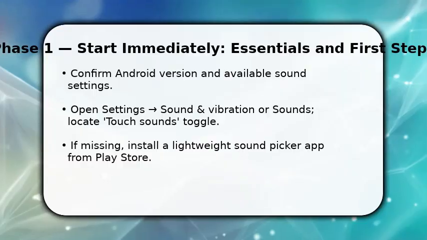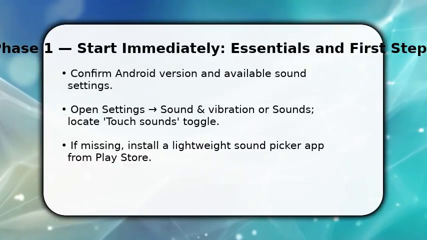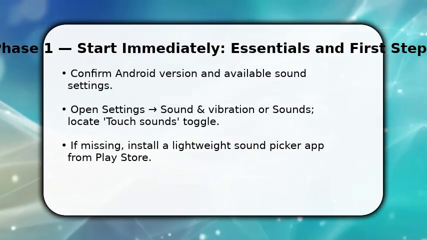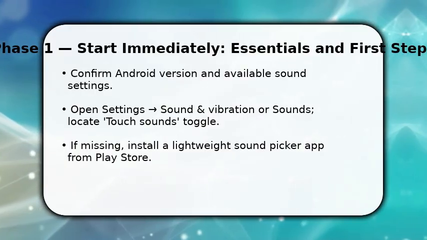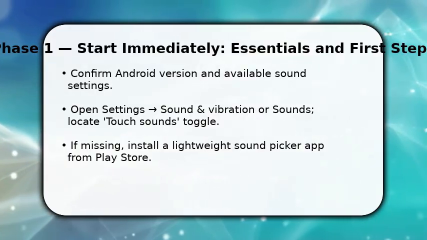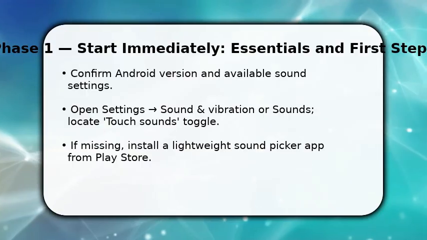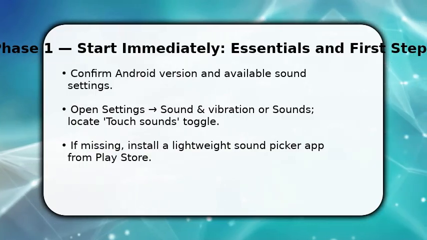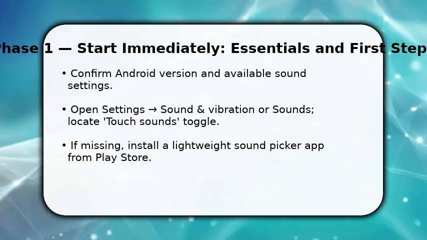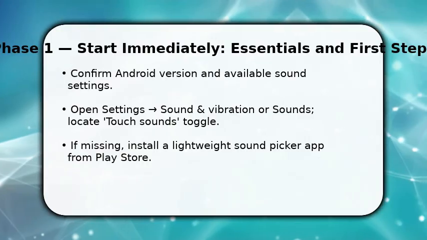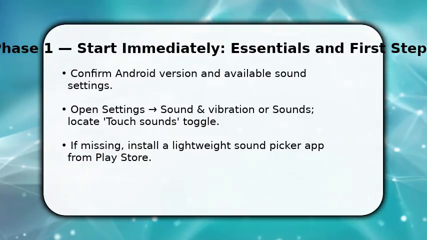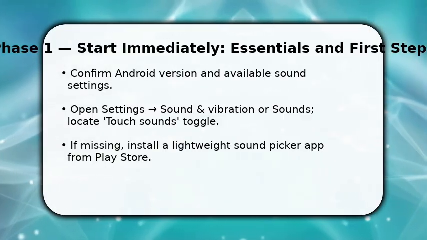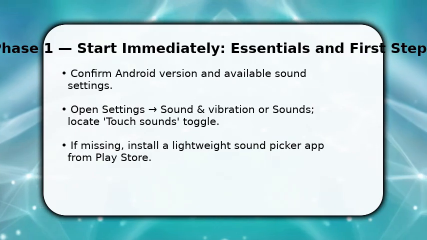Enjoy the video. You'll start by confirming a couple essentials: your Android version and access to sound settings. Open Settings, then Sound and Vibration, or simply Sounds. Find the Touch Sounds toggle and turn it on. If the toggle isn't present, install a small sound picker app from Play Store, then grant any permission prompts. Once done, reboot or force stop settings so the system registers the change. This gets you to the first actionable step quickly and sets up for customizing the actual touch sound.